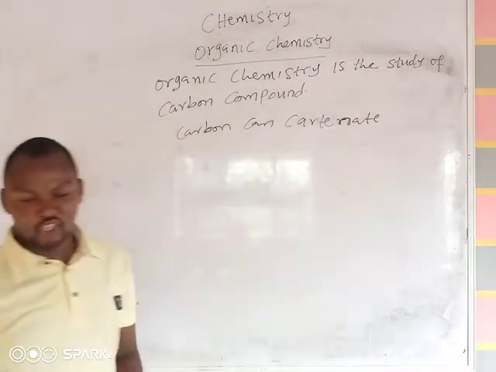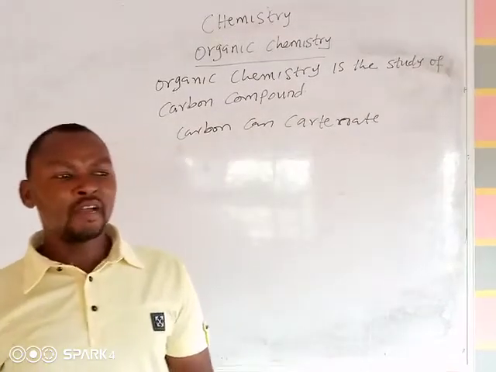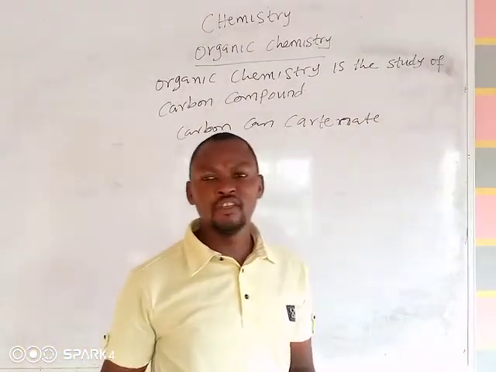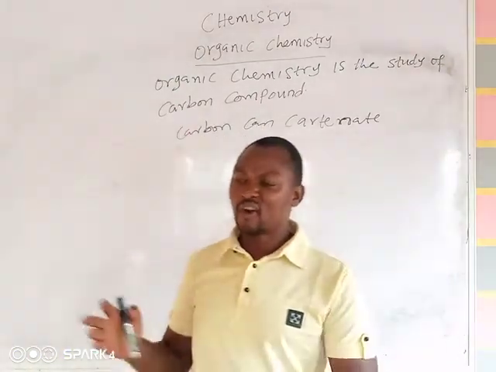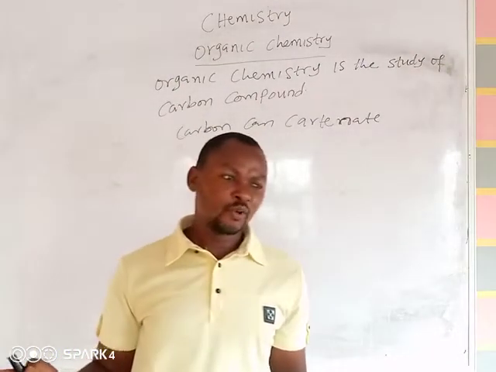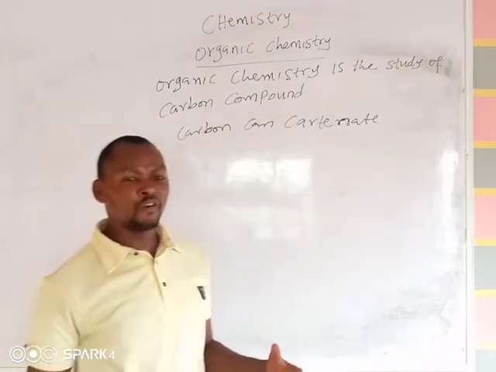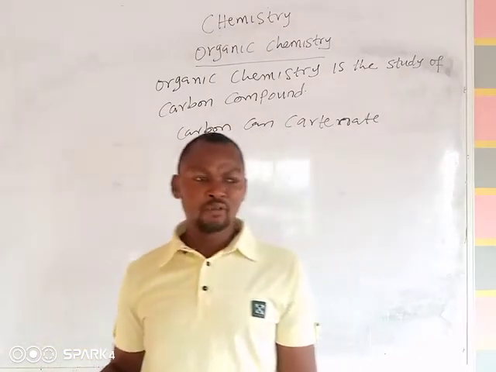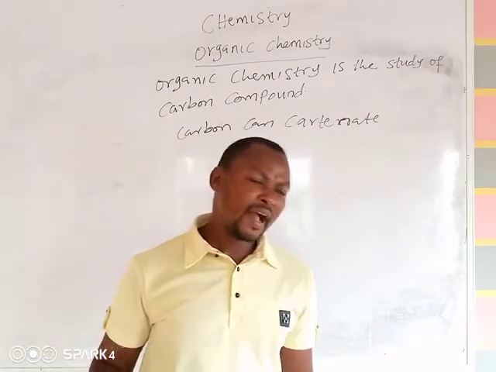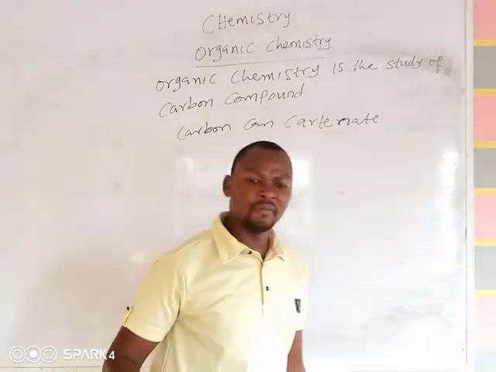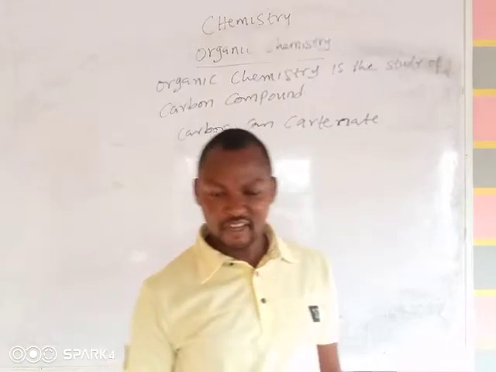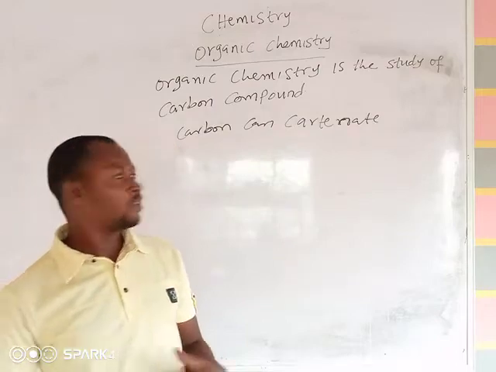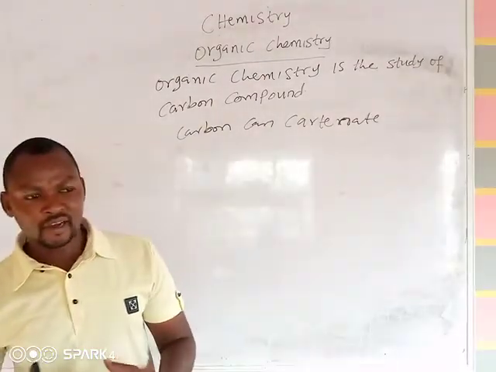What do we mean by catenate? Carbon can combine with itself to form straight chain and branch chain, and it can also combine with other elements. Carbon can also combine with itself to form a cyclic chain. So that is why we say that carbon can catenate.